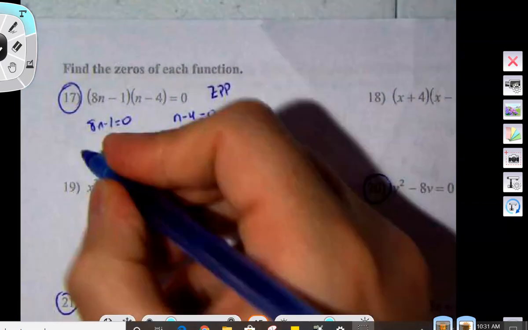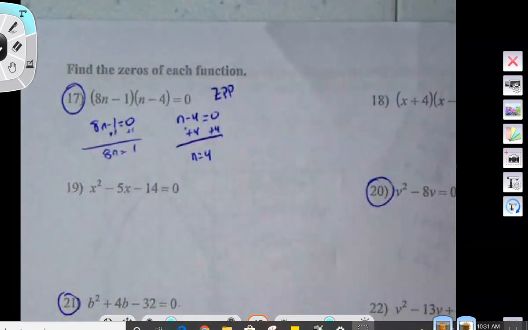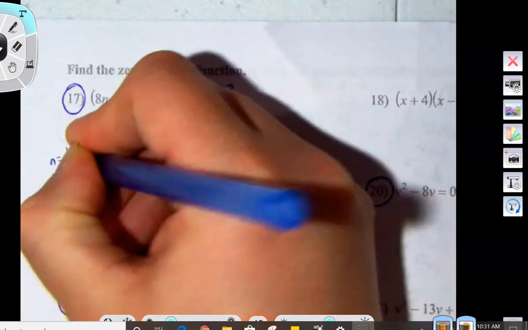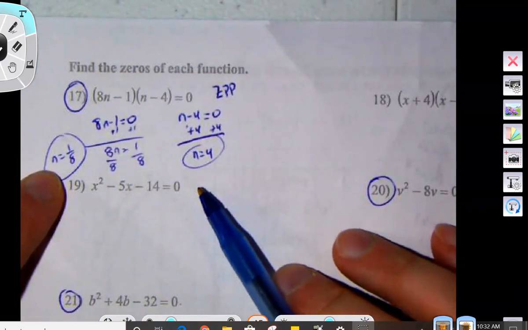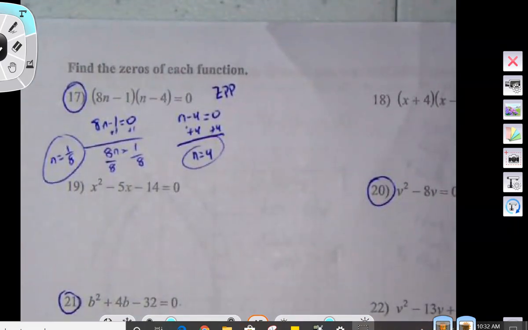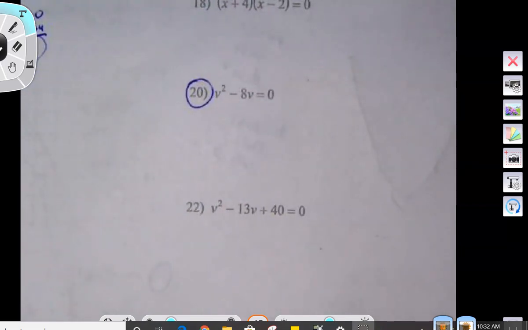This one, I guess, is an extra step. Add 1, 8n is equal to a positive 1. Divide by 8, so n is equal to 1/8. So if I were to graph this, we don't have to. Our parabola would cross at 1/8, and our parabola would also cross at 4. So that's our zeros.